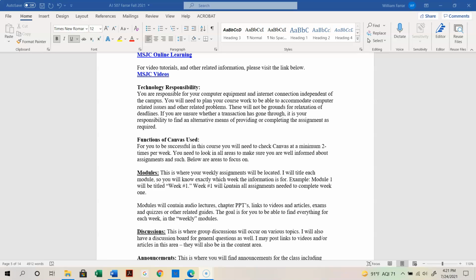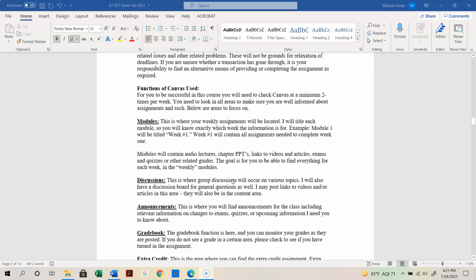As it relates to a couple of the functions that are really important to pay attention to, the first one in your course Canvas would be modules, because this is where your weekly assignments are. And I'm going to make it simple. Remember, I told you I go week to week in these modules. So I'm going to title each module so you know exactly what the week is that we're working in.